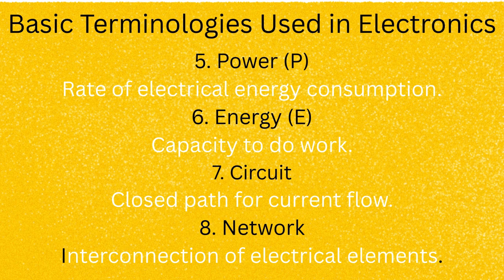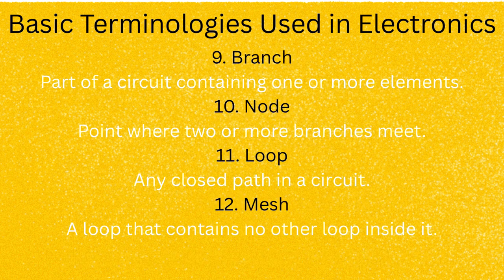6. Energy, A, capacity to do work. 7. Circuit, closed path for current flow. 8. Network, interconnection of electrical elements. 9. Branch, part of a circuit containing one or more elements.